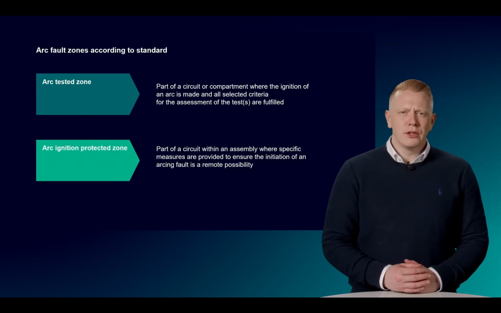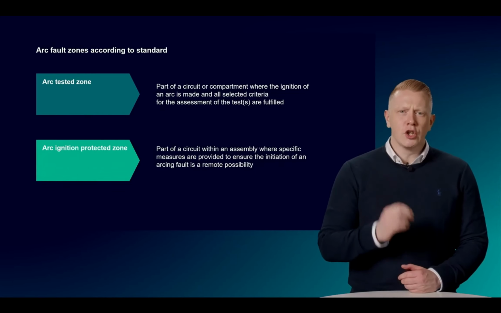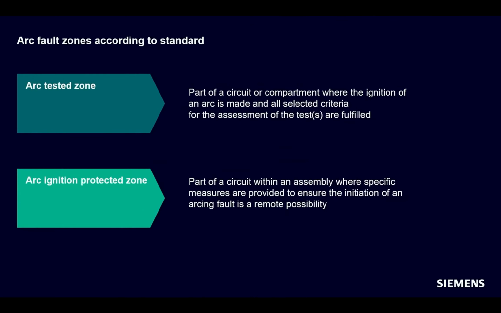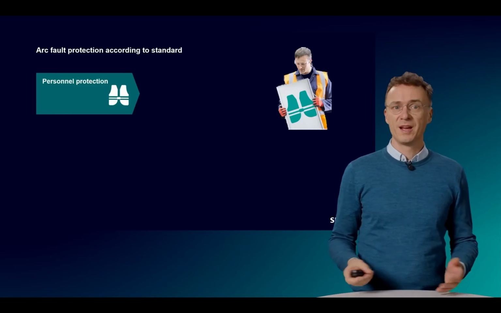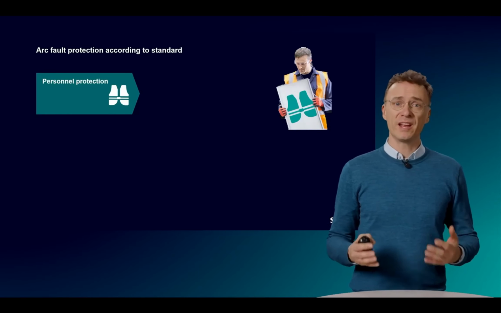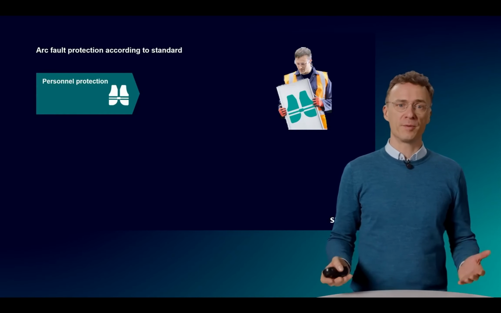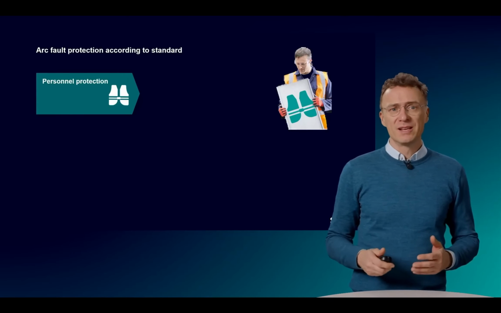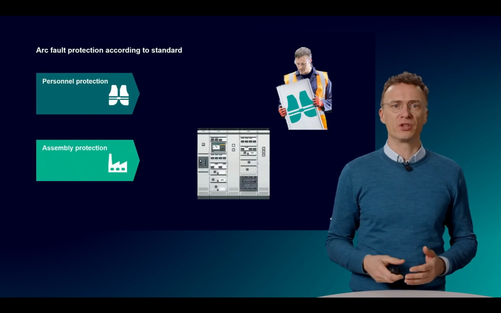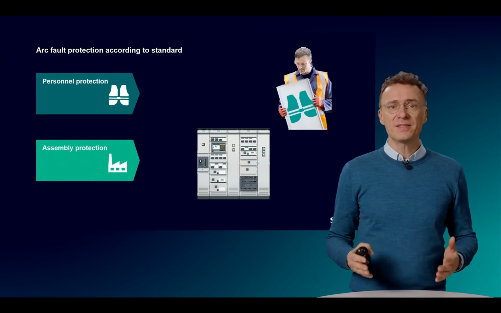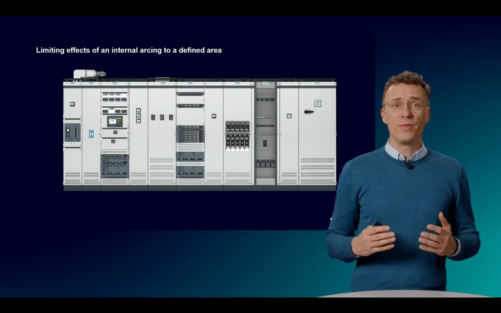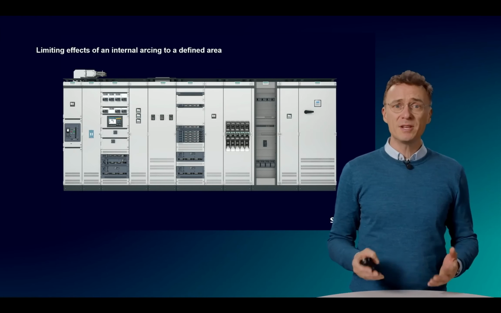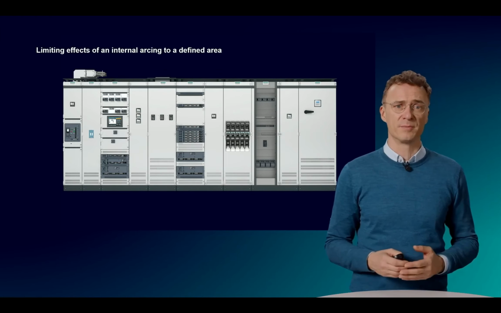It is also important to define the protection goals in advance. Here, the minimum requirement would be personal protection. This means that a person standing in front of the system will not be harmed. In addition, system protection can also be achieved. And this is important for avoiding or reducing downtime. The effects of the arc fault are then limited to a defined part of the system.